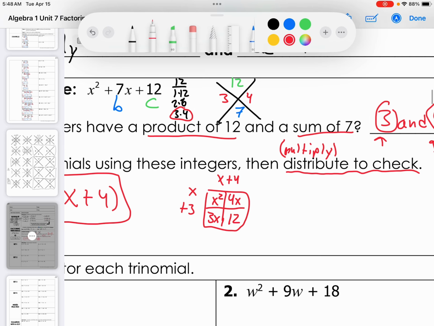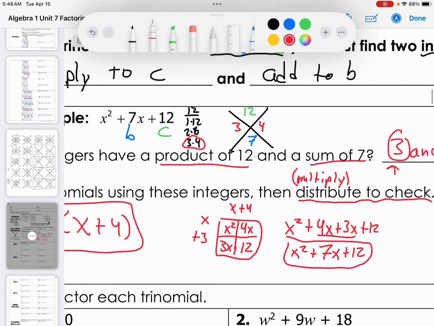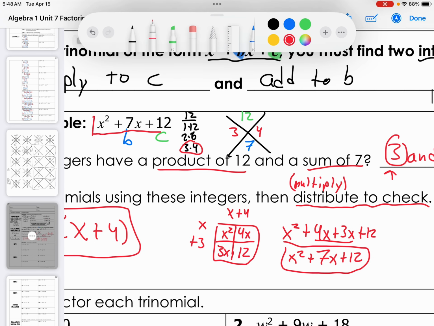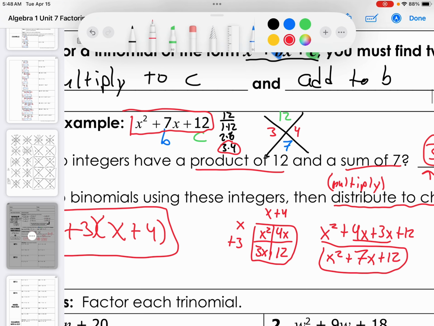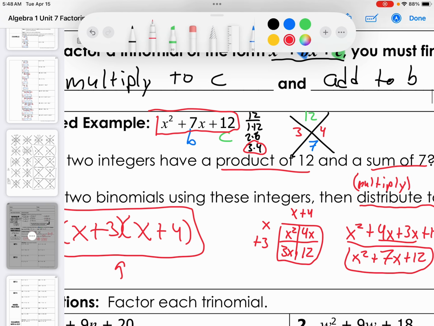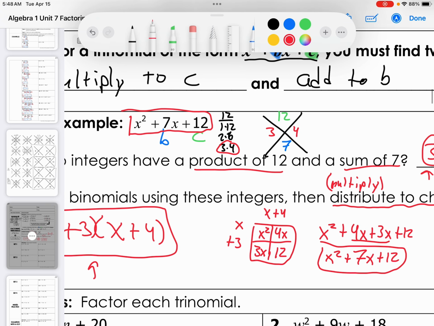So this gives me x squared plus 4x plus 3x plus 12. We combine these like terms. 4x and 3x is 7x. This gives me x squared plus 7x plus 12. And if I look at that, that is the same thing that I had at the beginning. So I can tell that I did factor this correctly, because when I multiply it back out, I get what I started with.